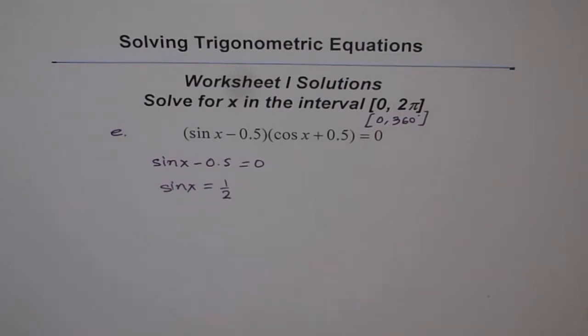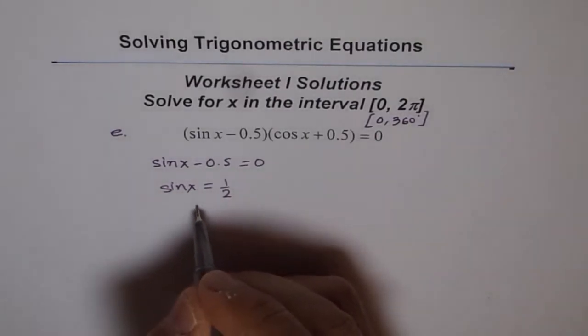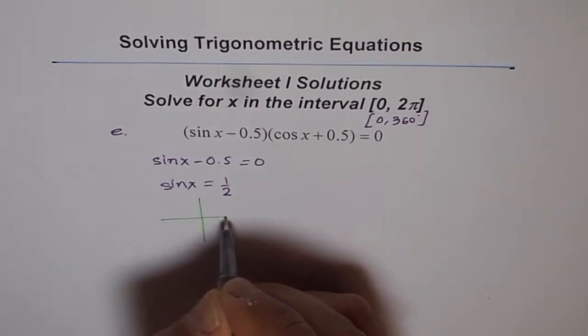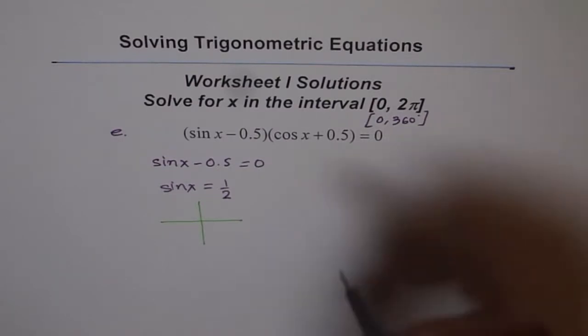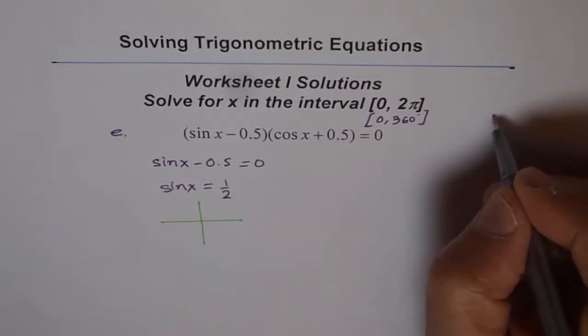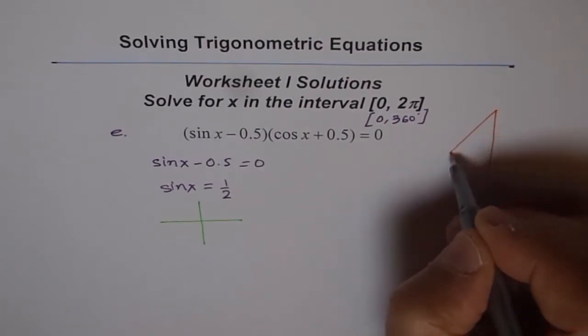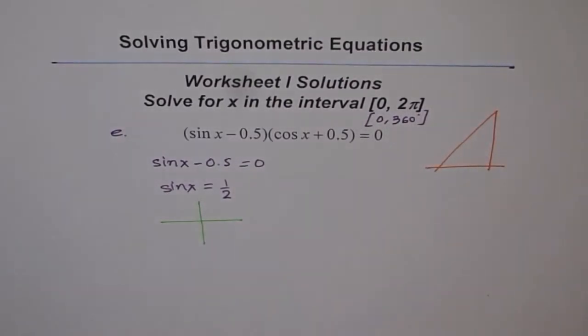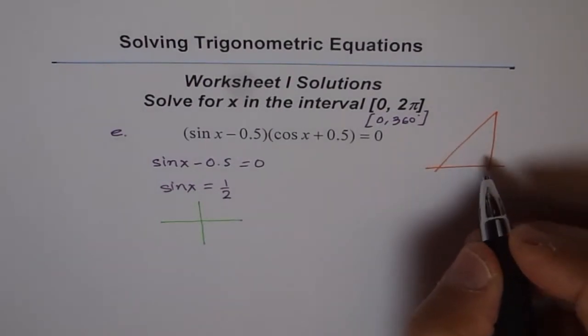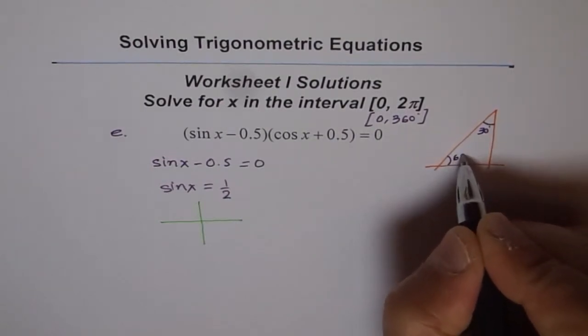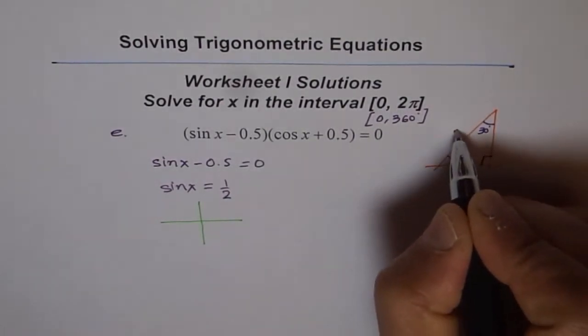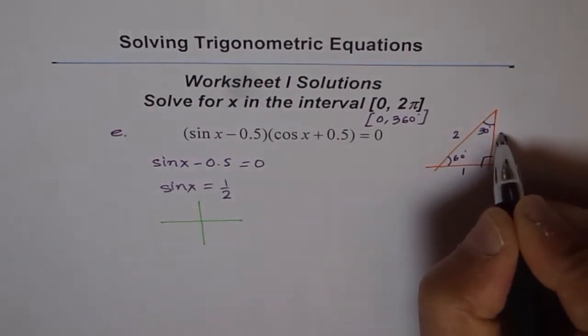Now when you get sin x equals half, you have to be very careful in writing all possible solutions. That is critical for all the problems here in worksheet 1. And when is sin x half? Let's draw our special triangle which gives us the half value of sin x. The triangle which gives us this value is the one with 30, 60 and 90 degrees. Let's say this is 30 degrees, that is 60 degrees and this is 90 degrees. The sides of the triangle are 2, 1 and square root 3.